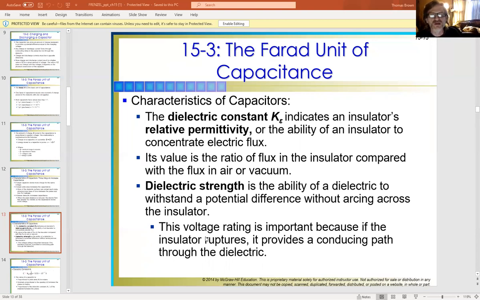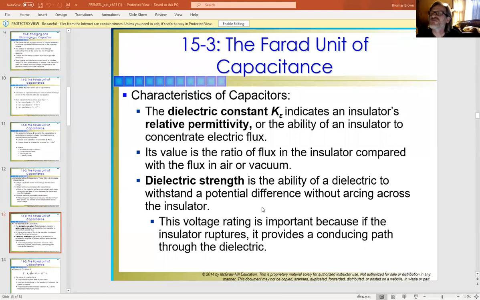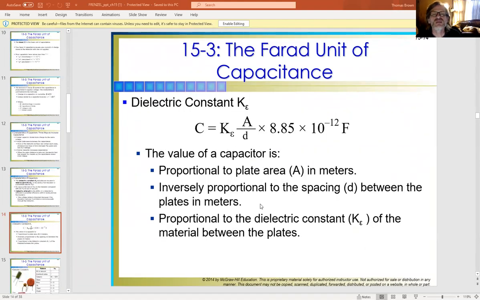Yeah, the very bottom one here. The voltage rating is important because if the insulator ruptures, it provides a conducting path through the dielectric. Yeah, and it can be destructive. In the case of electrolytics, they really don't like being exceeded. You'll see some different strange effects from them.